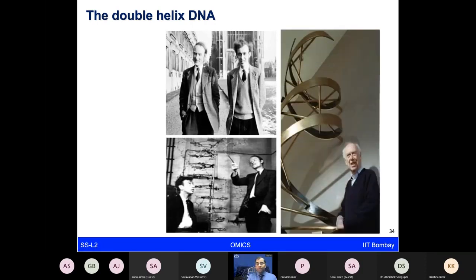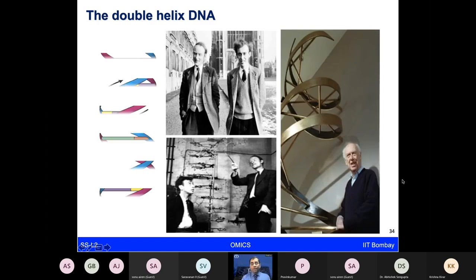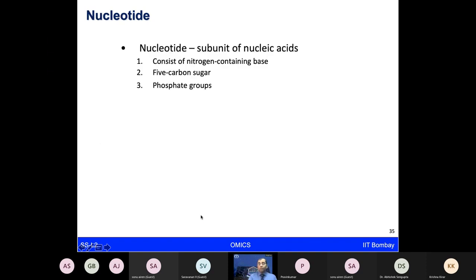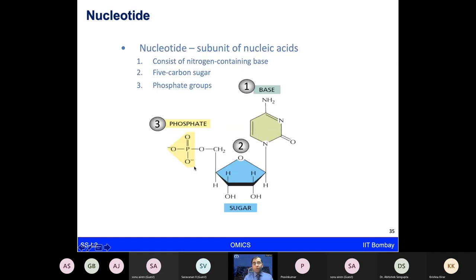I'm sure you have seen some of these pictures and the Nobel Prizes, which were based on how the DNA structure could be deciphered. And so, just looking at the nuts and bolts of the DNA, a nucleotide, which is a subunit of nucleic acid, consists of three different small components. One is the base, another is the sugar, and third is the phosphate group. So these three make up all the nucleotides, which are the subunits of nucleic acids.